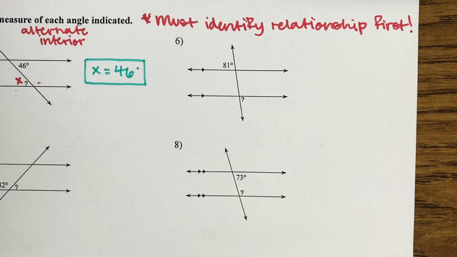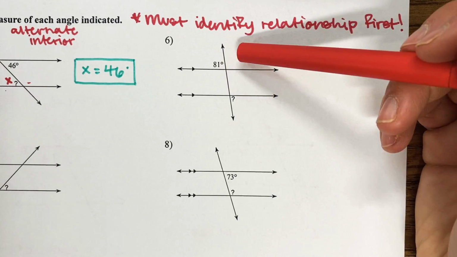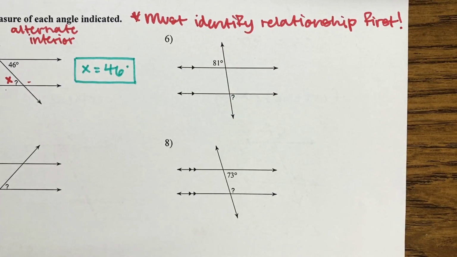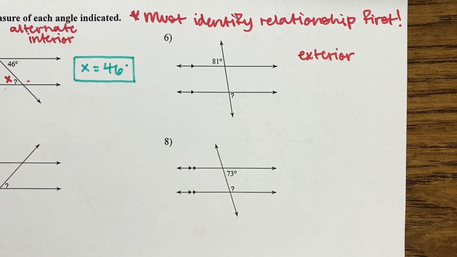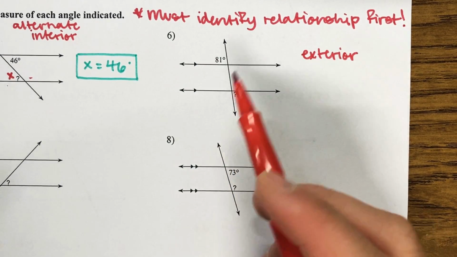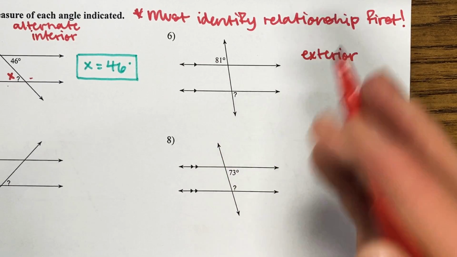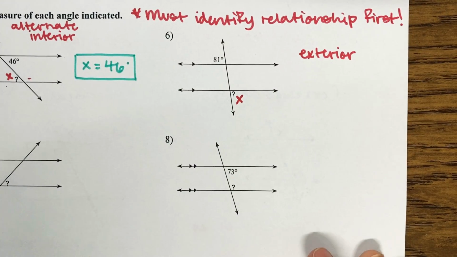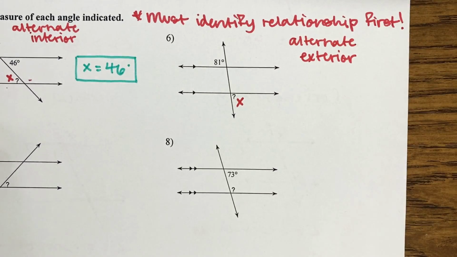Okay, let's look at number 6. What is the relationship here? So this time I see that they're both on the outside of my parallel lines. So that automatically tells me exterior, something exterior. It's either alternate or consecutive. Are they on different sides of my transversal or the same side? They're on different. 81 is on the left, our question mark or X is on the right. So different, again, that tells us alternate.